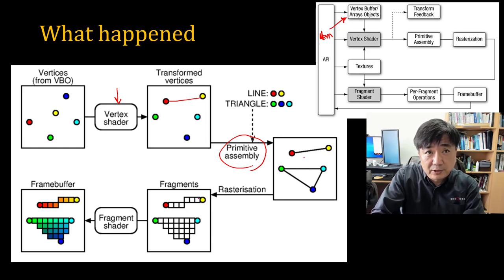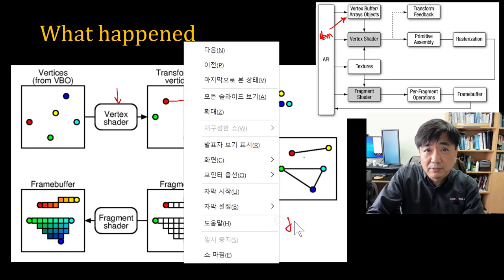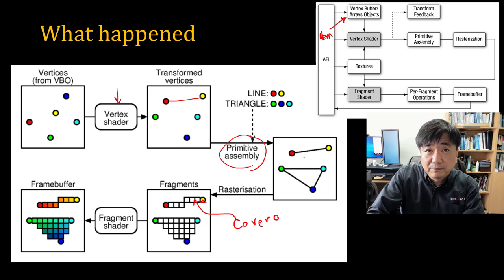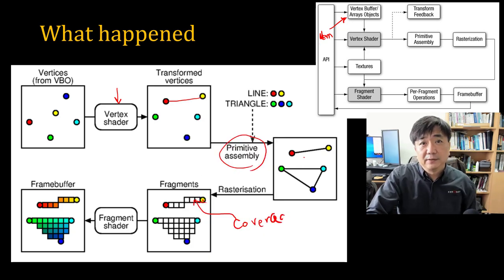There are two fragments. One is a line and one is a triangle. The endpoints have some vertex attributes, which are stored as an input of a fragment. After rasterization, the fragment input of the fragment shader does not have the color of each pixel. It only has coverage. I will explain later what coverage is and what it means.